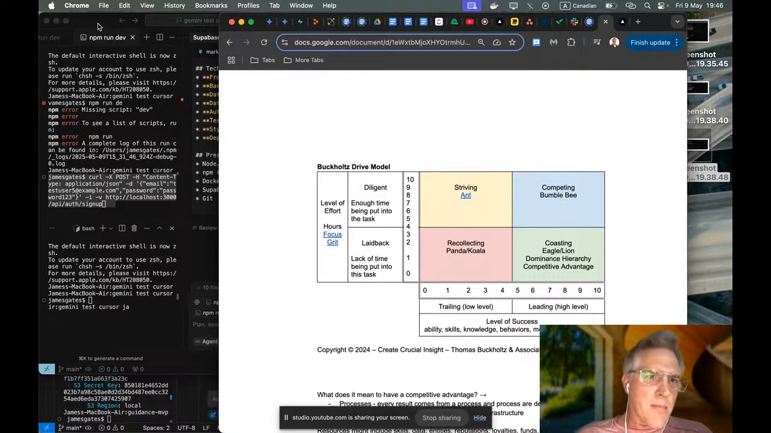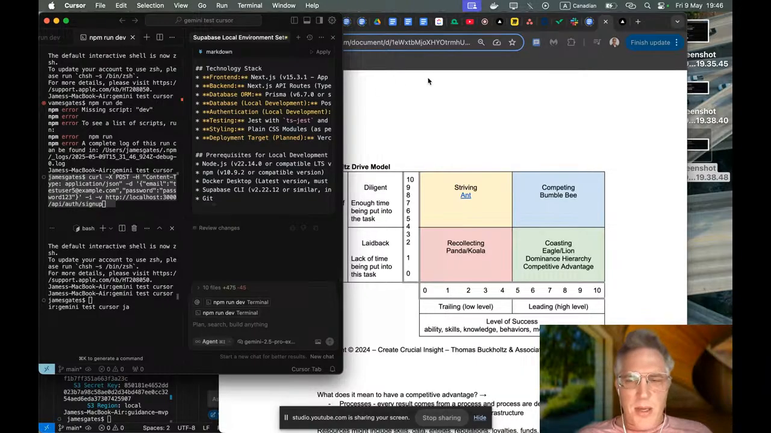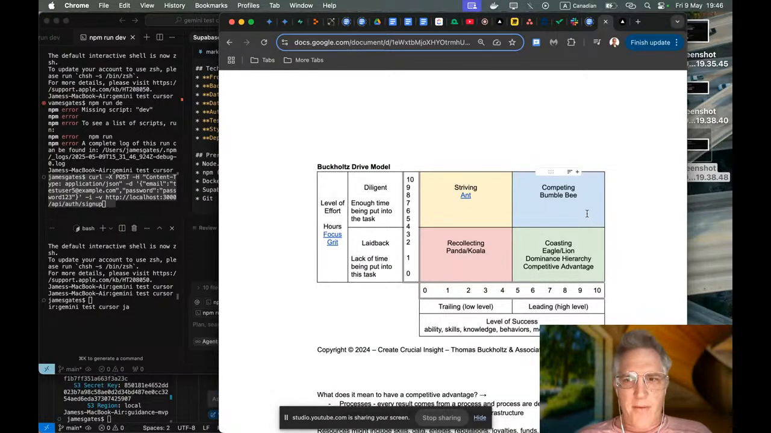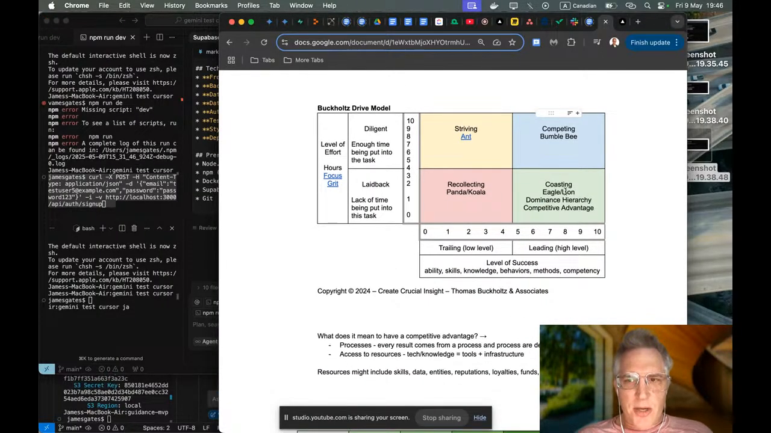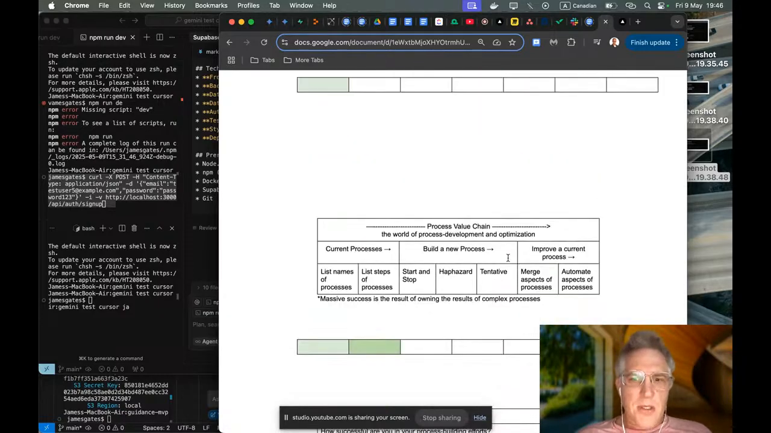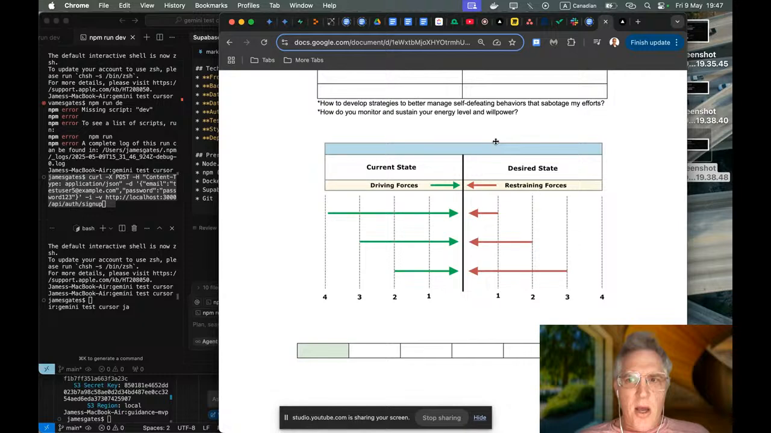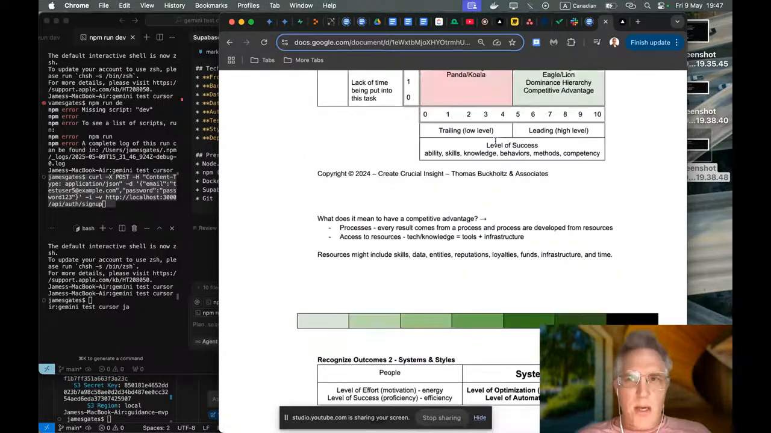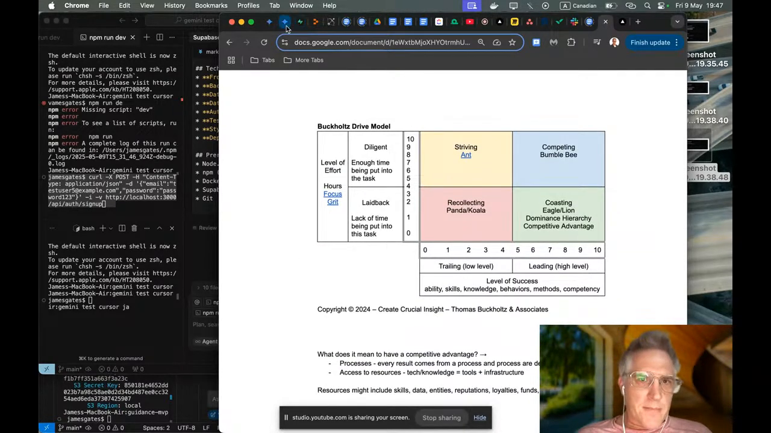Or okay, maybe you are actually a bumblebee. Maybe your organization is extremely competitive, and what you want to do is shift down. You want to be able to maintain that same level of success, but start to go down in the level of effort. And so, using the methodology of the process value chain, we need to understand exactly where your organization is right now and where you would like to be.